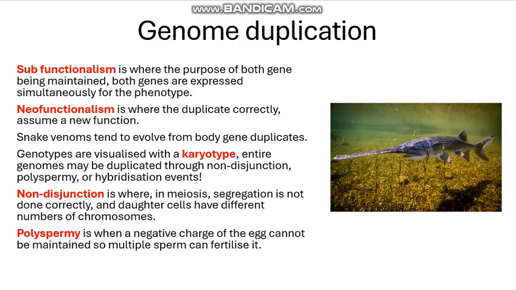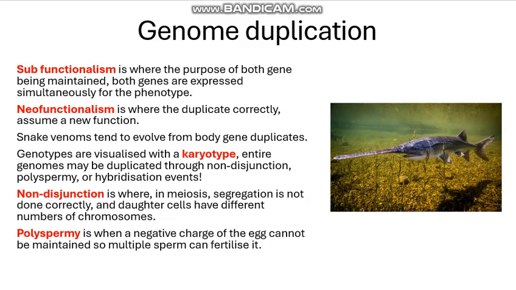But a neofunction is where the duplicate gene has a new function entirely separate to the original gene that it came from. So snake venoms tend to evolve from body duplicate genes, and these genes accumulate mutations, and they are able to assume a neofunction that is completely different to whatever it was doing in the body to form a toxin that helps the snakes kill things or defend themselves.